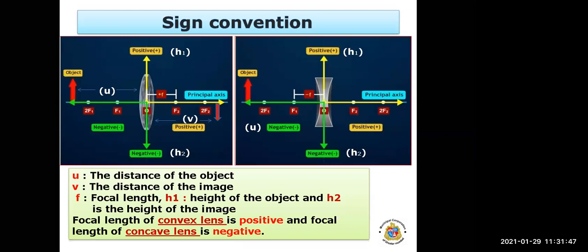Same case for the F2 and twice F2. All these things are placed at an equal distance. It will not look like the distance is more or less. The distance between the optical center and F1 is not larger than that between F1 and twice F1, so we consider them at the same distance. From O to F1 the distance will be the same as between F1 and twice F1.